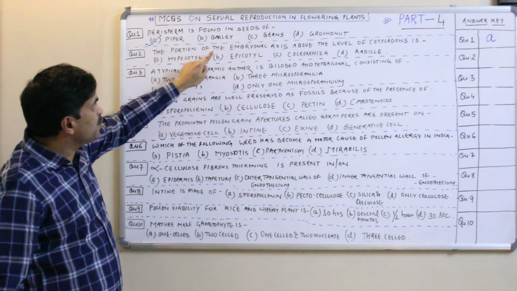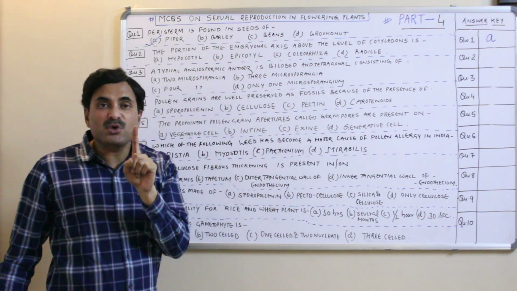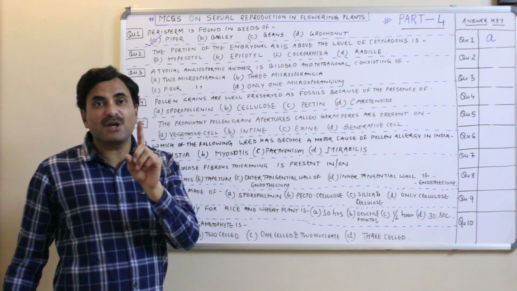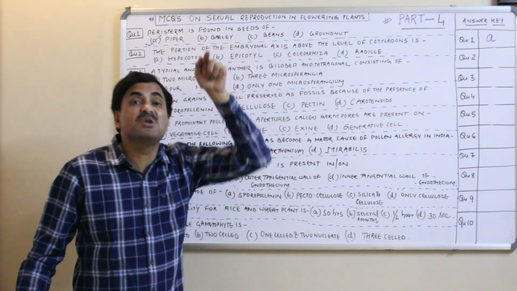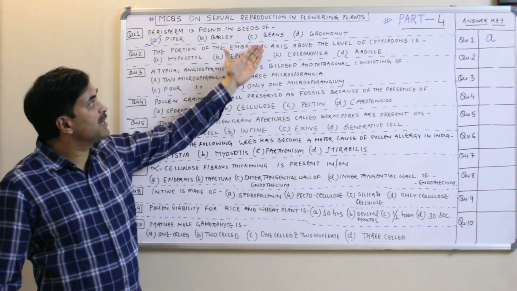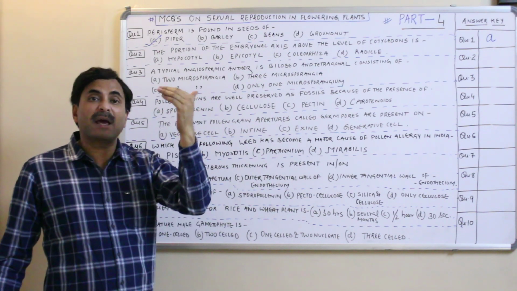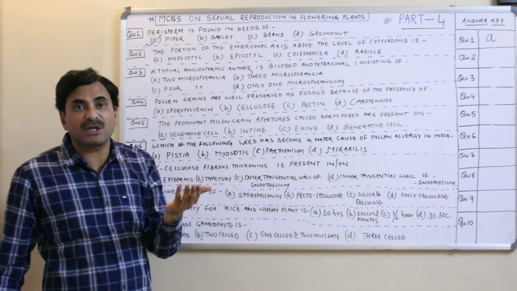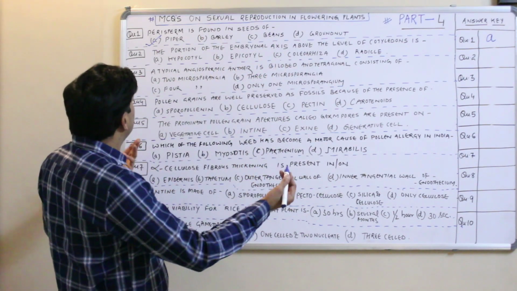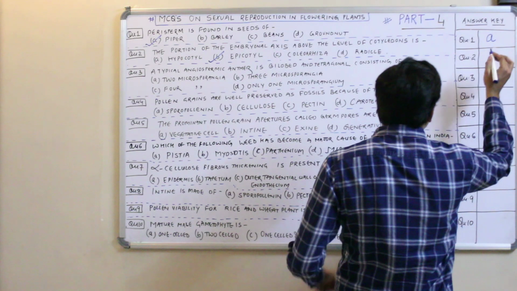Question number 2. The portion of the embryonal axis found above the level of cotyledons is, always remember, epicotyl, and the portion of the embryonal axis below the level of cotyledons is called hypocotyl. Epi means above, cotyle means cotyledon. So the portion of the embryonal axis which is found above the level of the cotyledons will definitely be epicotyl. So here it is, epicotyl. Question number 2 has the answer B.